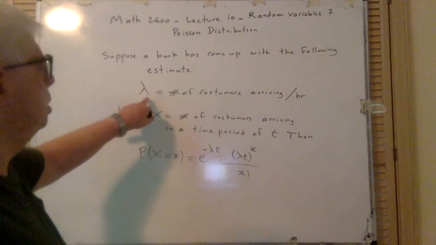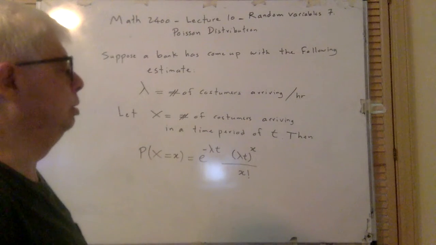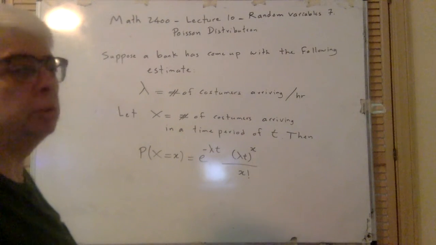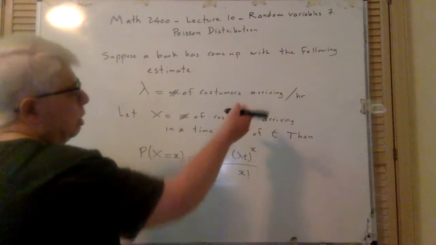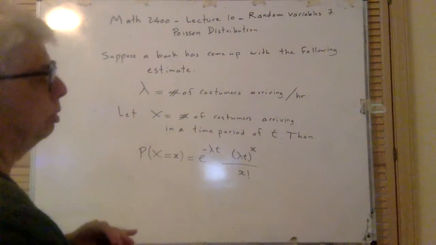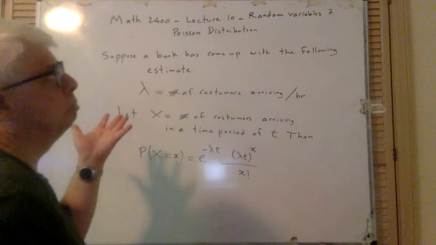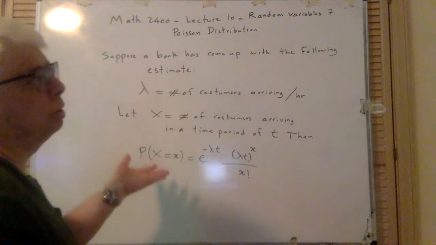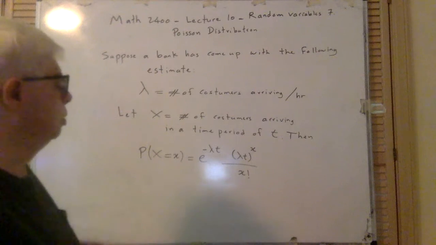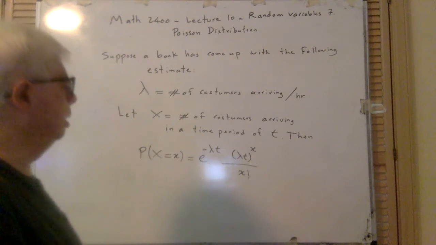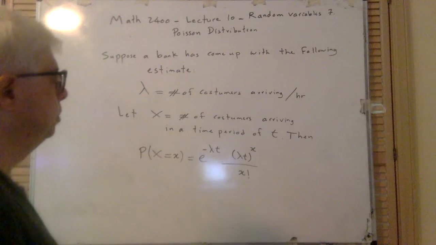So if this is the average per hour, the average per time period of T is lambda T. In fact, lambda T is the average in that period of time, the period of time of T, right? So when you multiply the rate by T, you will get the number. That's the average number arriving in a time period of T.